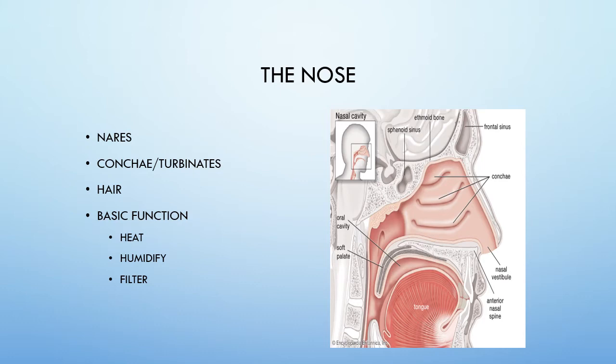So we can't have that. So it heats, humidifies, and then filters. So it helps to filter things out with the little nasal hairs that are inside of the nose. And yes, you need to know the name of those hairs. They're called vibrissae. Vibrissae help to filter out anything large that gets into the nose. The other thing that the nose does is it's important for your sense of smell, and it helps generate resonance when you talk.